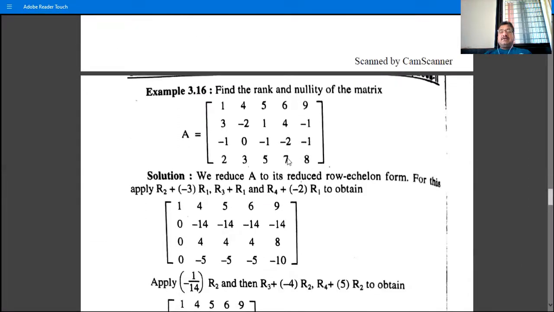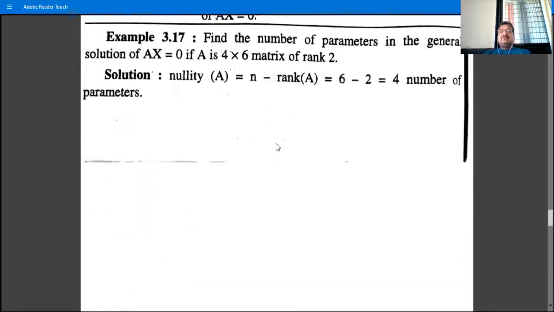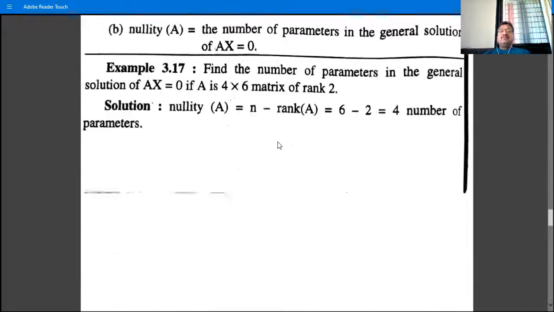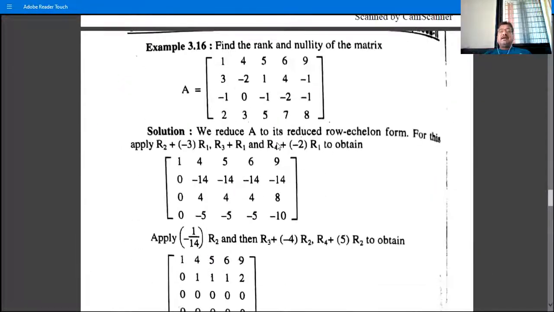Find the rank and nullity of the matrix. These are some examples, and we'll see them in the next lecture. Finding rank and nullity is actually a repetition of the previous topic: it means we have to find the basis and dimension of the null space and the row space or column space. We'll see the remaining examples in the next lecture.